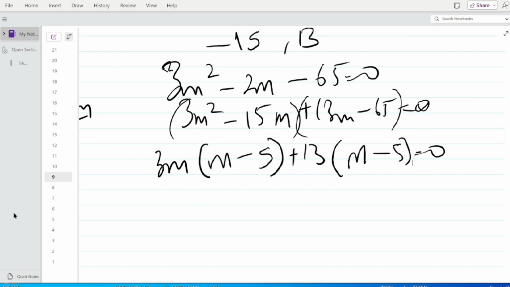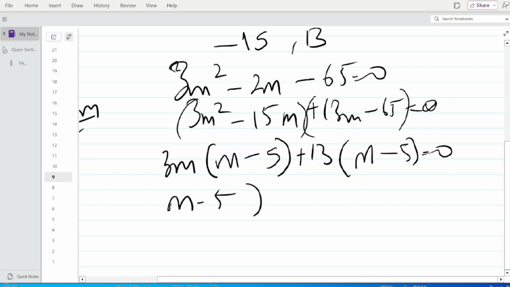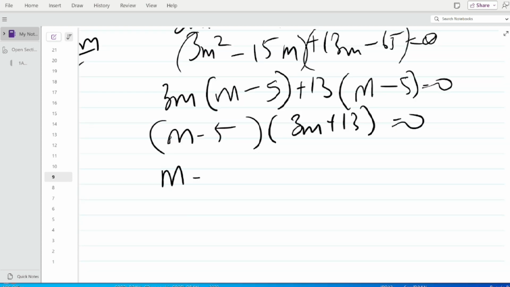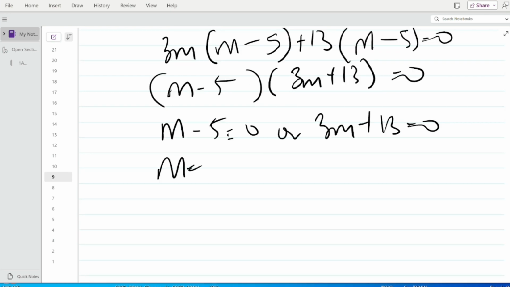We'll take one of them out. We have m minus 5 in bracket, and we have what is left, 3m plus 13. So m minus 5 equals 0, or 3m plus 13 equals 0. M equals, you take out minus 5, it becomes plus 5. That's m equals 5, or 3m equals, plus 13 goes out, it becomes minus 13. We have 3m equals minus 13.